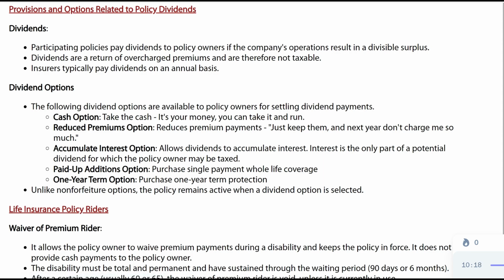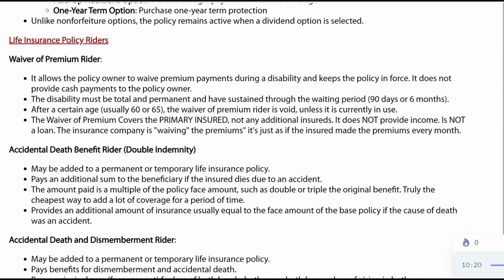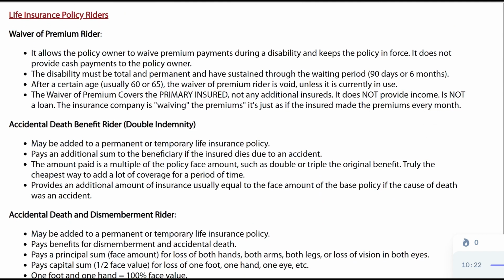Life insurance policy riders. Waiver of premium rider. It allows the policy owner to waive premium payments during a disability and keeps the policy in force. It does not provide cash payments to the policy owner. The disability must be total and permanent and have sustained through the waiting period, 90 days or 6 months. After a certain age, usually 60 or 65, the waiver of premium rider is void unless it is currently in use. The waiver of premium covers the primary insured, not any additional insureds.